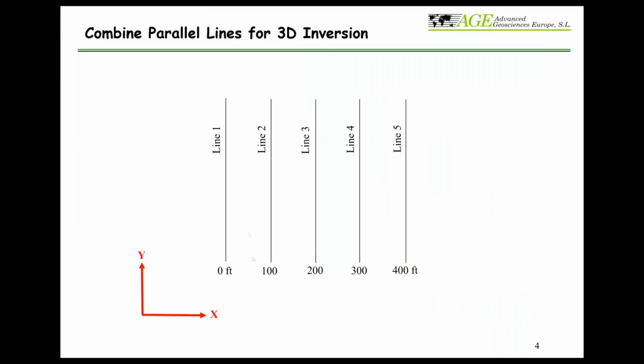So here is the line spacing. Let's say you have an electrode spacing of 50 feet. Then the line spacing should be a maximum of 100 feet.